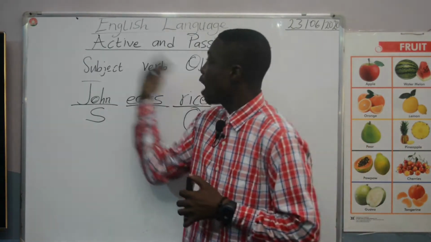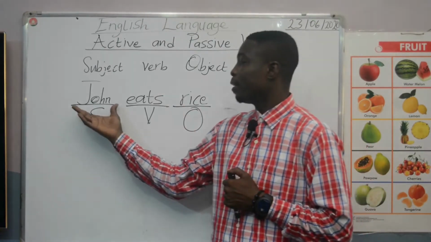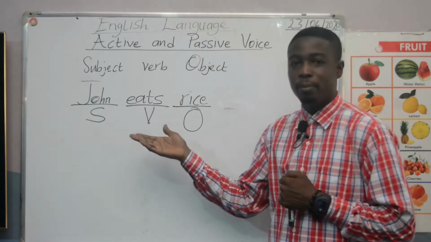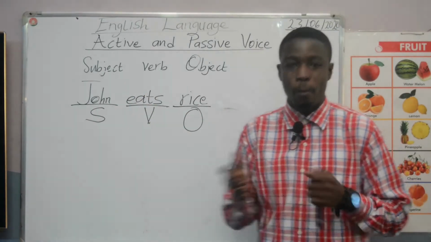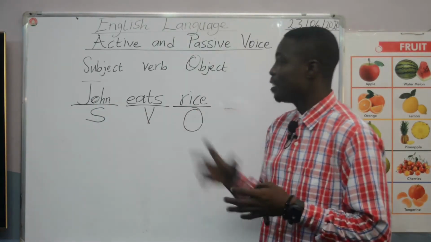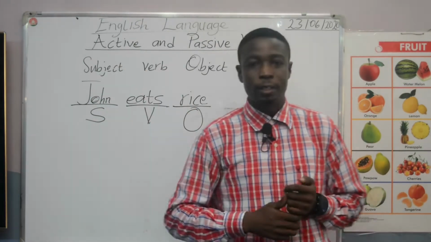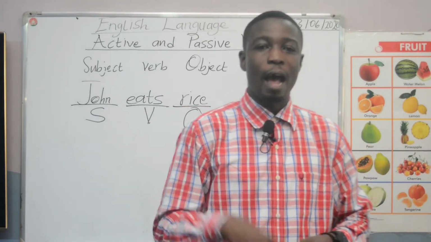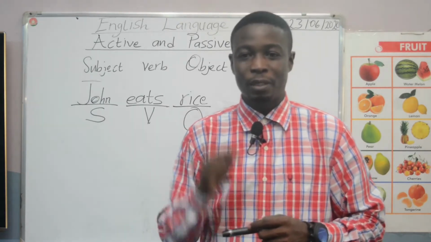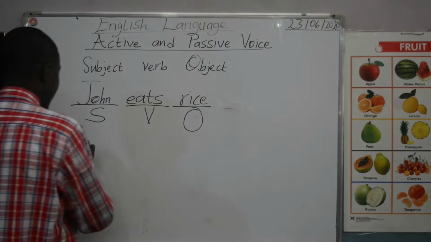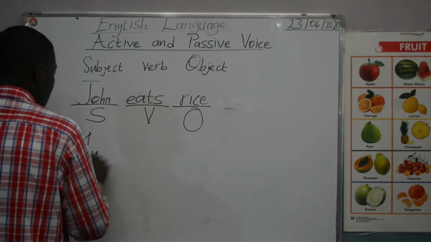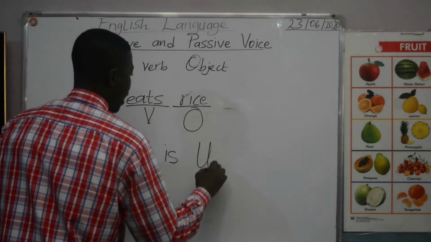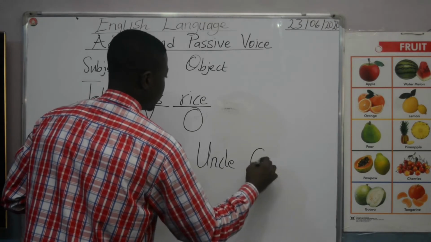So in active voices, we always have the subject coming first in the sentence, followed by the verb, and then the object. So this is an example of an active voice. Another example can be, my name is Uncle Gideon.